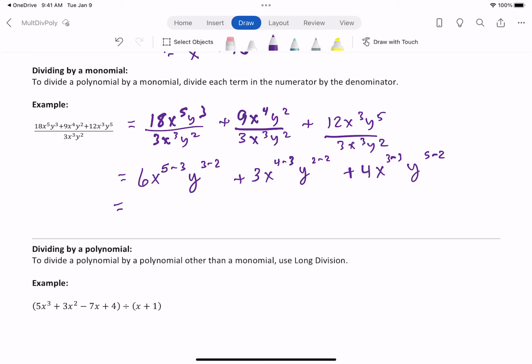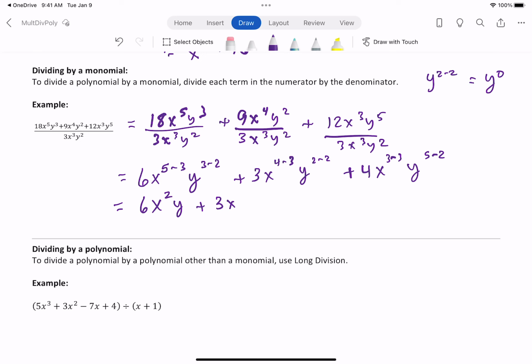So now we just need to clean it up. I got 6x, 5 minus 3 is 2. Y to the 3 minus 2 is y to the first. You don't have to show the 1. Plus 3, x to the 4 minus 3 is 1. You don't have to show the 1. Now, what we do have to talk about is y to the 2 minus 2.